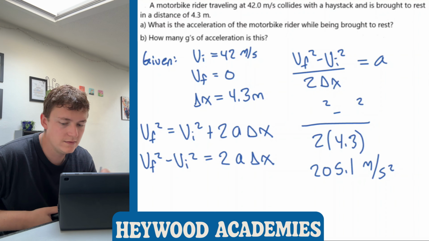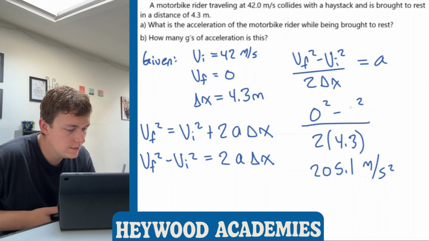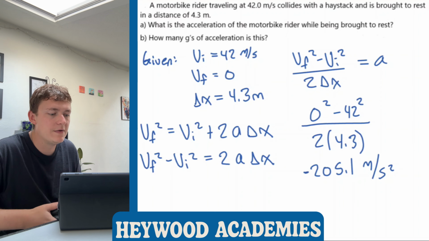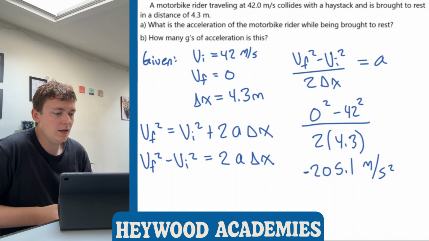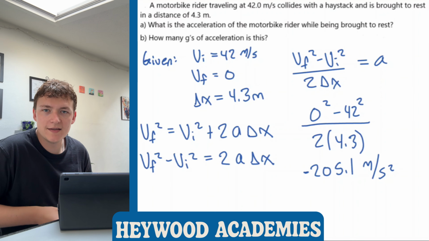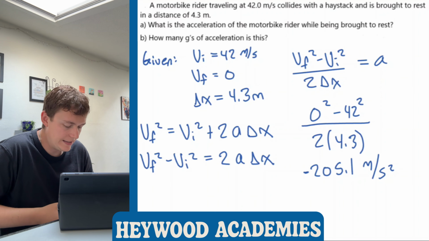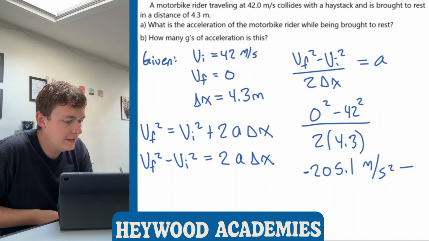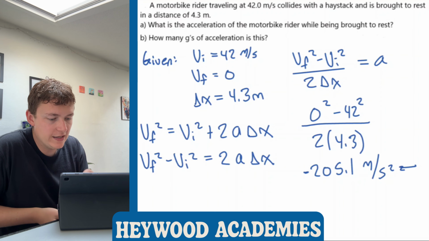It should be 0 minus 42 squared. And if we plug that in the calculator, we'll get the same number, but negative. Okay, so it's worth, when you're going through these, to check your number and ask yourself, does it make sense? Because you'll be able to catch little mistakes like that as you go. So that's our answer for part A, this number is our acceleration.